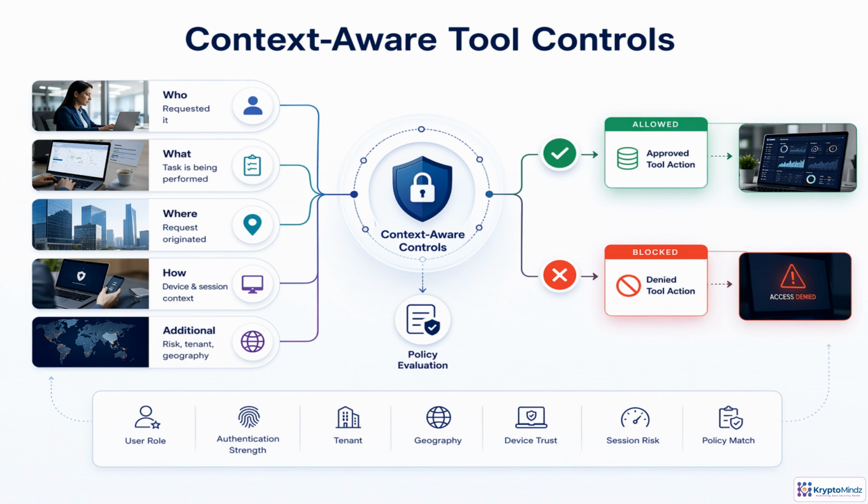Strong tool control asks more than, is this tool permitted? It asks, is this tool appropriate right now for this user in this situation? The decision can factor in role, authentication strength, tenant, geography, device trust, and session risk. It also considers intent. A support agent may need one customer ticket, but not every record in the database. Environment matters too. Writing to production should require more assurance than working in a sandbox. With context, systems can allow, block, or escalate without granting broad, permanent access.